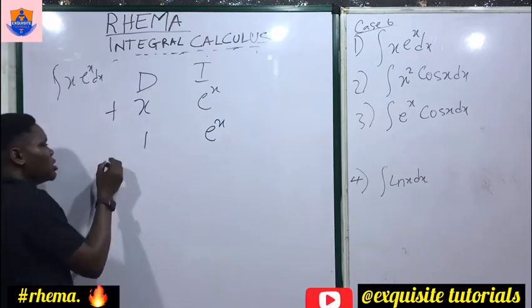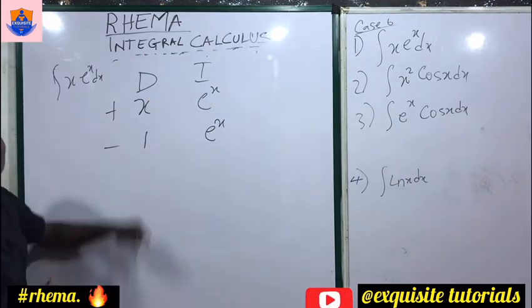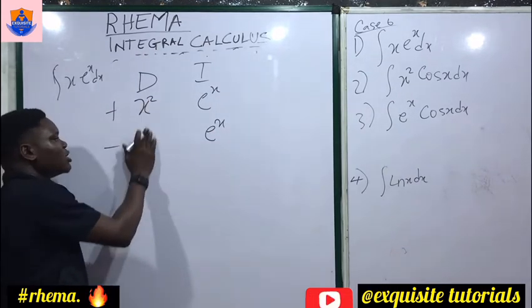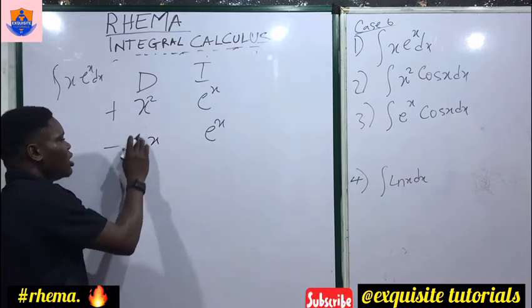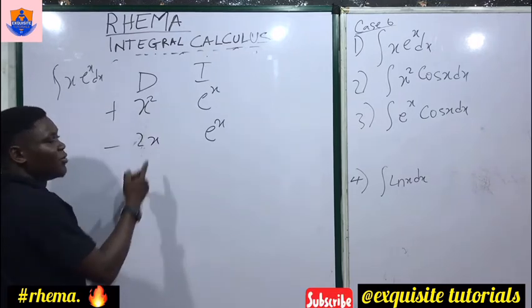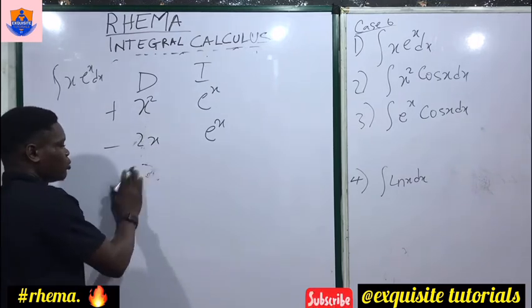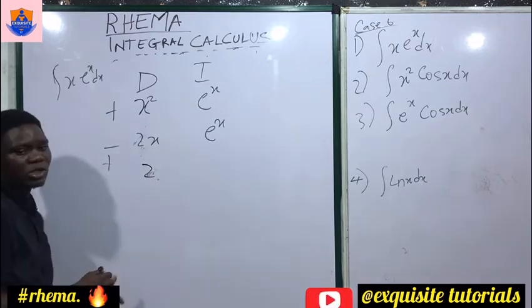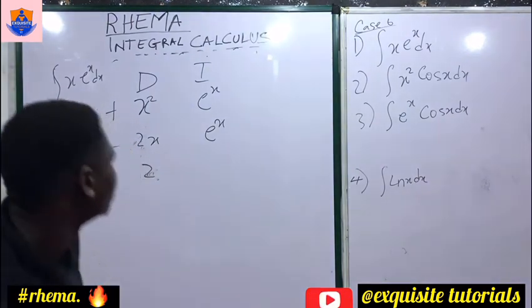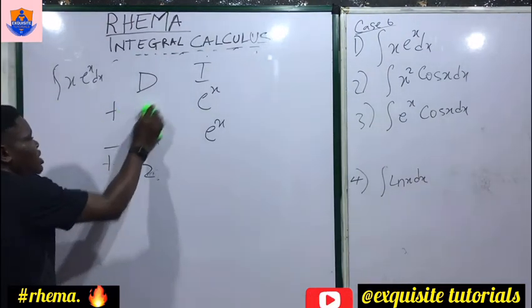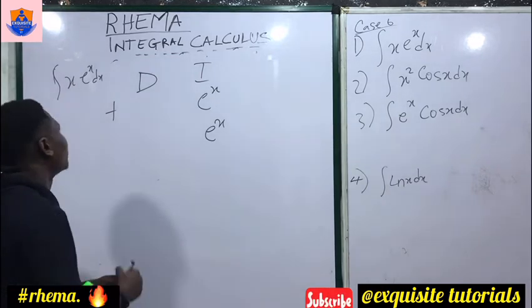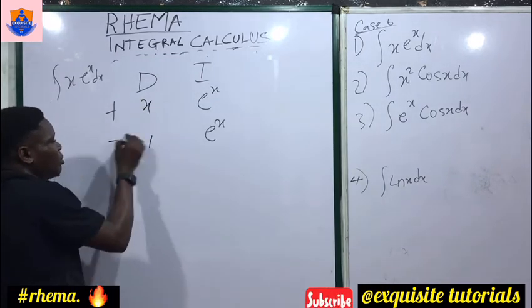Put plus, minus. Supposing that this was x squared. If I differentiate it, I would have gotten 2x. If I differentiate again, I would have gotten 2. So I'll just put plus, minus, and so on, and continue in that form. But the question is x, not 2x. So we have x, 1, minus.